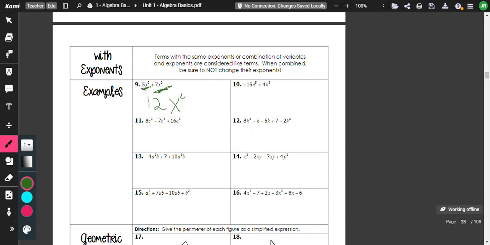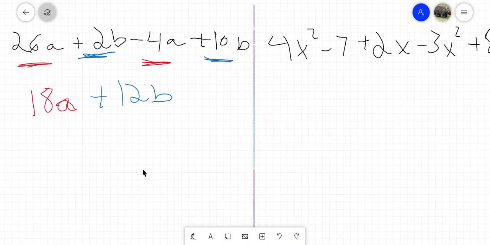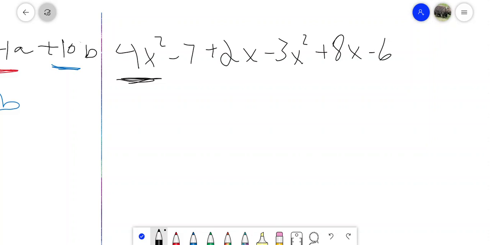Not too bad when it's just all by itself. Let's try a little bit harder problem. Let's look over here. Here we have a little bit of a longer expression. We have 4x squared minus 7 plus 2x minus 3x squared plus 8x minus 6. But don't you worry, we're just going to combine the like terms. First, let's do the x squareds. How many x squareds do we have? Well, we have 4x squared right here, and negative 3x squared right here, so altogether we're left with 1x squared.